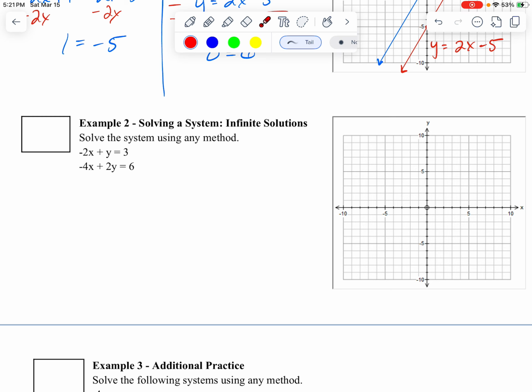You could solve this again using any method. I'm going to try to be a little smarter about it this time. Let's use elimination here. And what I'm noticing, it looks like if I multiply this by 2, I'm going to get some things that match up. So let's do that right down here so that we've got them stacked again, times 2. We end up with negative 4x plus 2y equals 6.